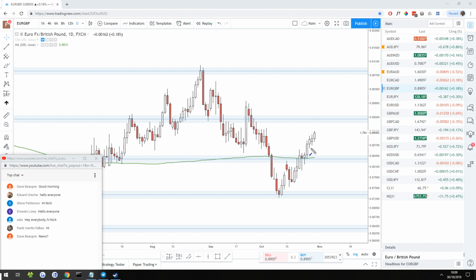Looks like it's climbing. I want to see what happens when it hits this resistance area, which is at the 89.40. But as of right now, there's no potential setup because we would need it to hit that resistance area first. So let's just wait and see what happens when it hits that resistance area.